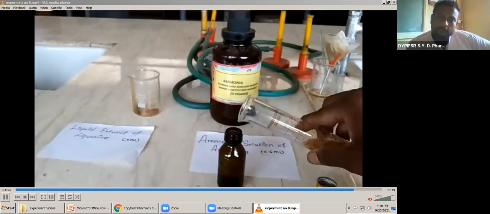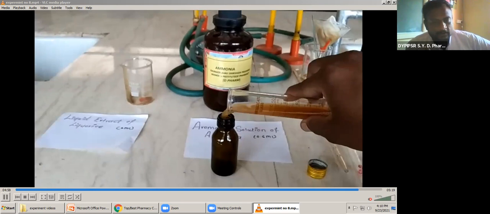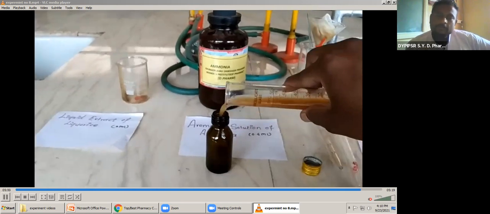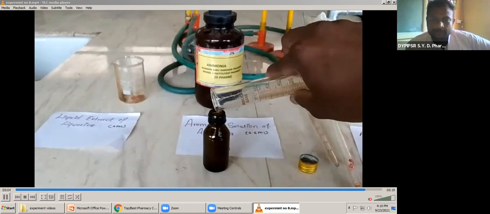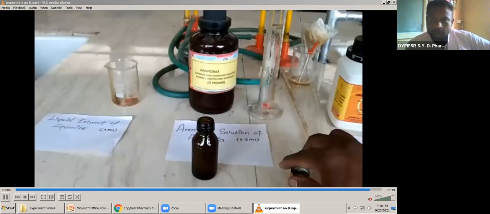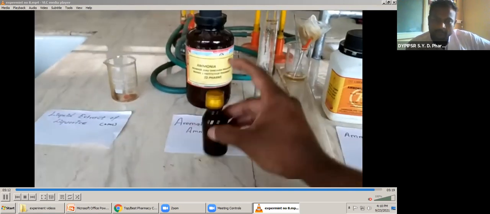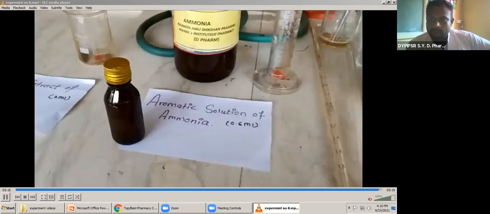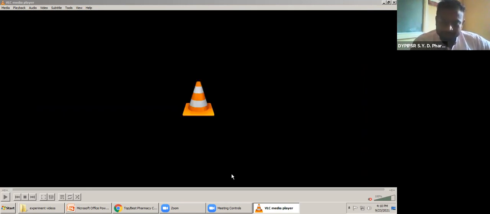Now we are going to transfer this solution to the amber color bottle. Because the sun rays or the light coming from the environment may harm this particular formulation, that is why most of the formulations are stored in amber color bottles. The amber color bottle will protect this formulation from the environmental light or the visible light.